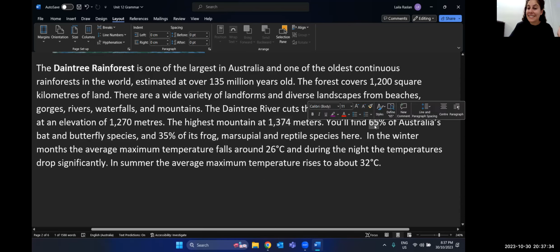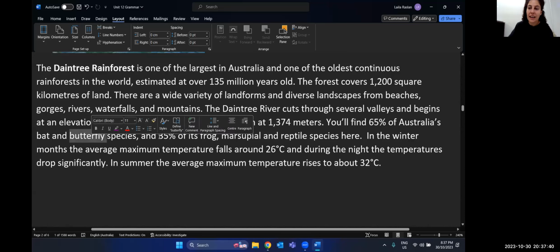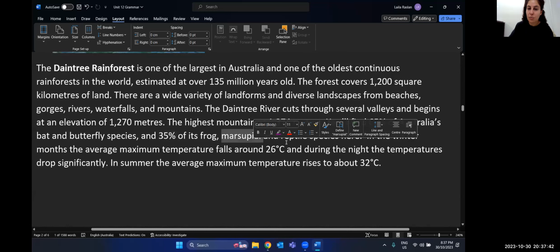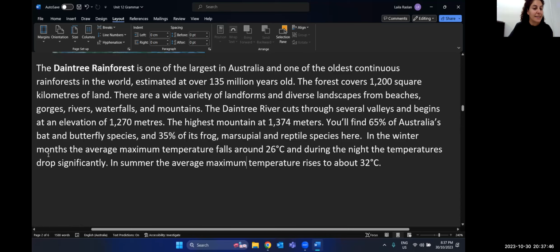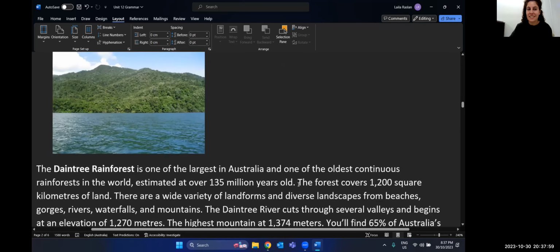You can find 65% of Australian animals here: bats, butterflies, frogs, marsupials, reptiles, 35% of them. In the winter, the average temperature is about 26 degrees, so that's pretty warm. And at night, it does go down a lot. In summer, the temperature is about 32 degrees.